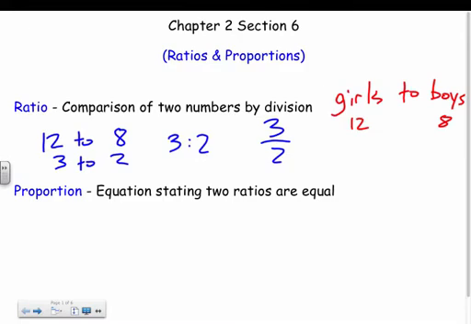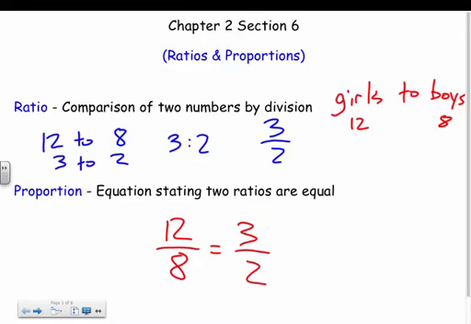A proportion is basically having two ratios equal to each other, or two fractions equal to each other. So for example, I have one right here. I did 12 over 8, and that's equal to 3 over 2. That is a proportion: two fractions or two ratios that are equal to each other. And there are a couple ways you can check those. The one way we did just by simplifying it there.